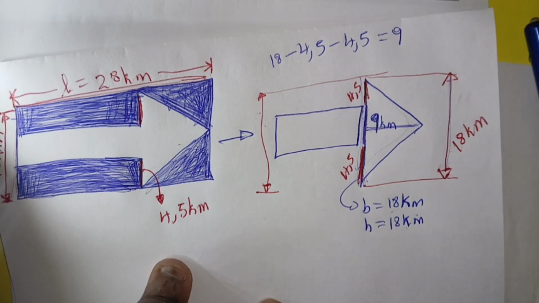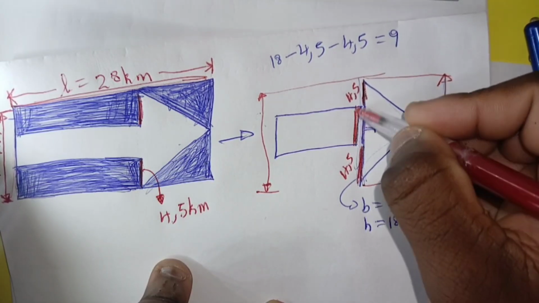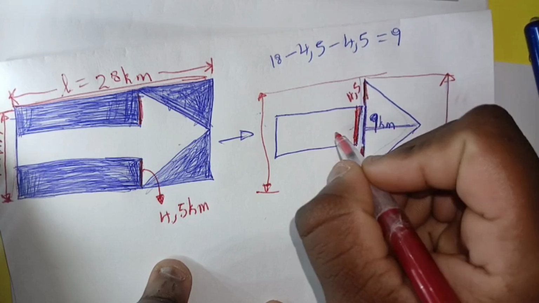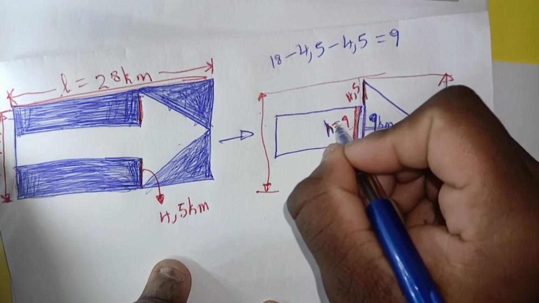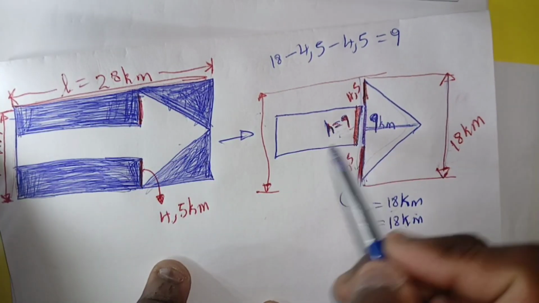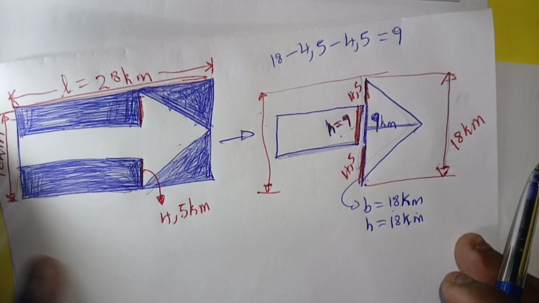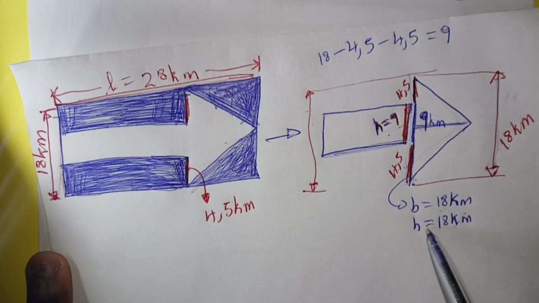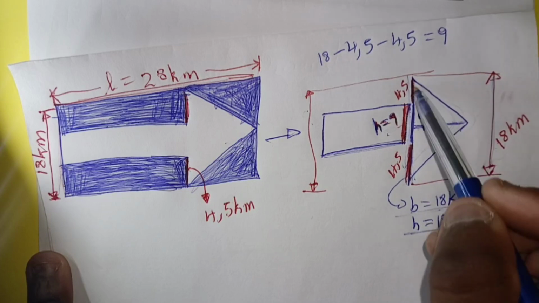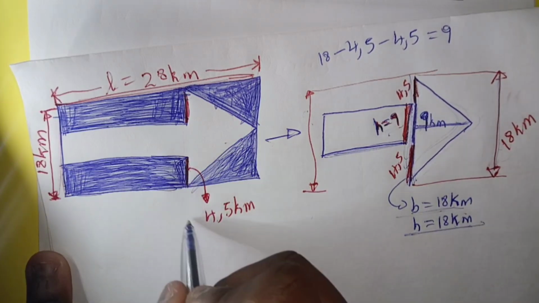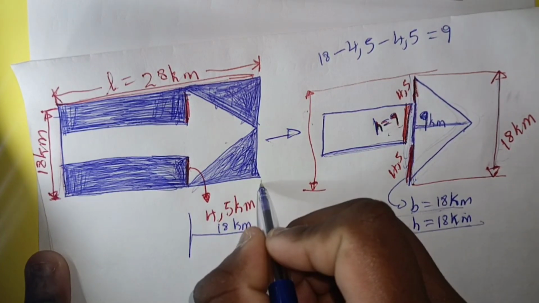Because now I want to tell you something. From this rectangle, the height there is 9. Do you see that? The height here is 9. So what about the length of this triangle? To get the length of this triangle, check something. Now here it's 18, because the height of the rectangle is equal to the base of the rectangle. So this distance from there until there is also 18 kilometers.